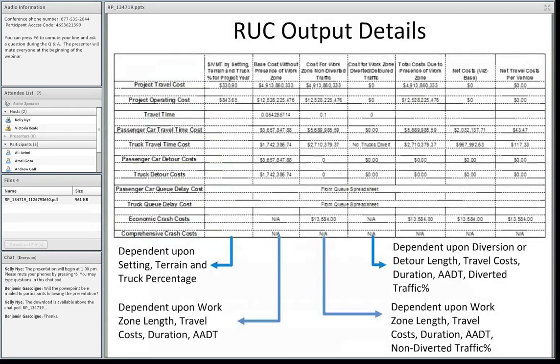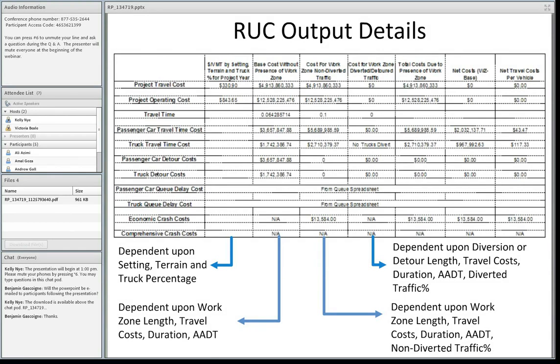All right, so we take a lot of that information in the RUC output section of the RUC input form directly from the last column that says net travel cost per vehicle from the RUC output details worksheet. All of that information is what we just saw before, but if you wanted to know specifically what the VMT is, this will tell you what that cost is for the project year. And then the next column is the base cost without the presence of the work zone.